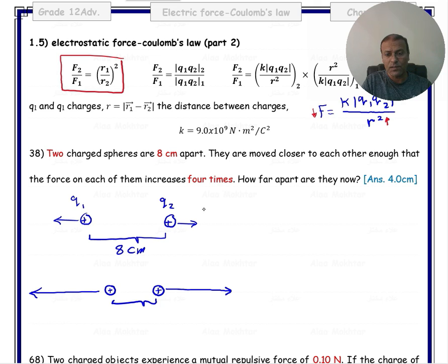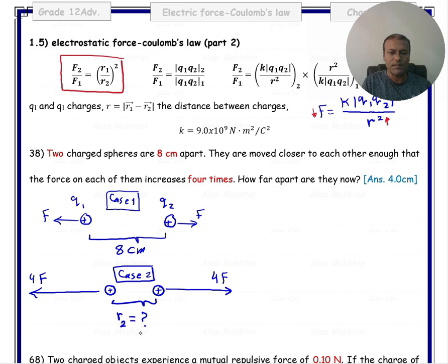We moved them closer enough that the force on each of them increases 4 times. Suppose the force in case number 1 is F. When we move the charges close to each other, the force increases to be 4F. Case number 1 and case number 2, after the distance changes between the two charges. How far apart are they now? We need to find the new distance. The initial distance is 8 centimeters.